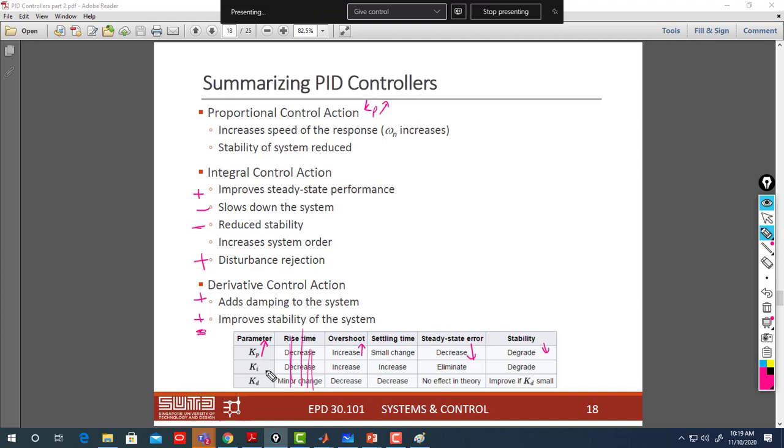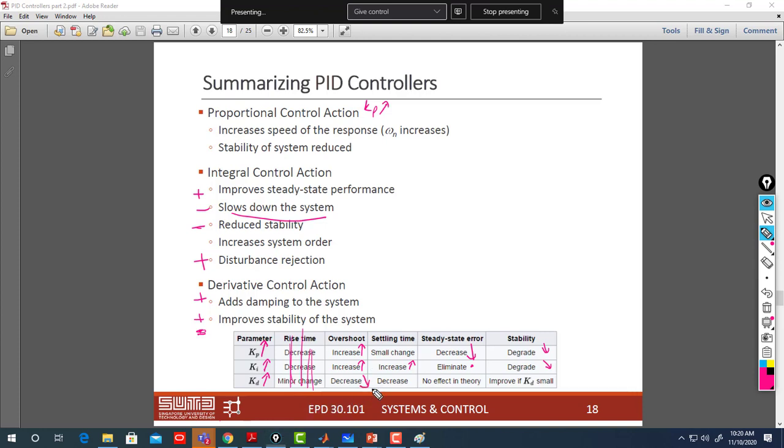What about KI? If I increase KI, the overshoot will increase as well, and the settling time will increase. That's why it makes the system slower, because the settling time will increase. It eliminates the steady state error, well, in the case of a unit step input, and it degrades the stability, of course. But what if I increase KD?